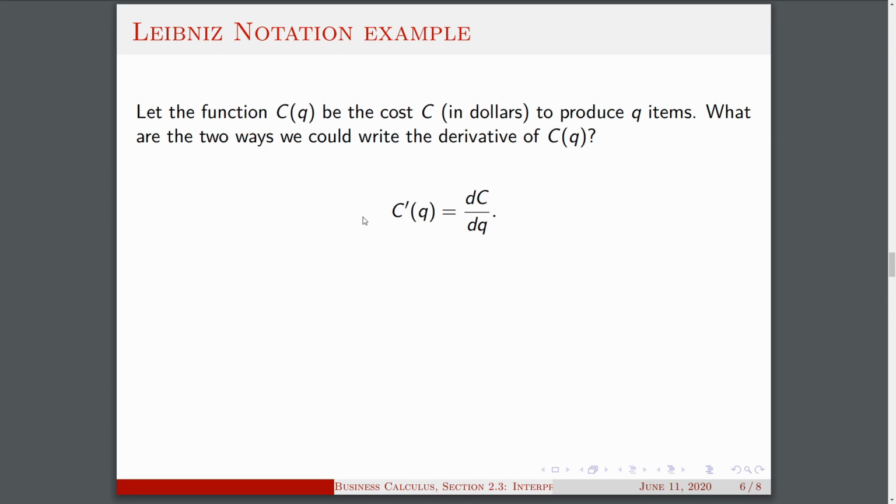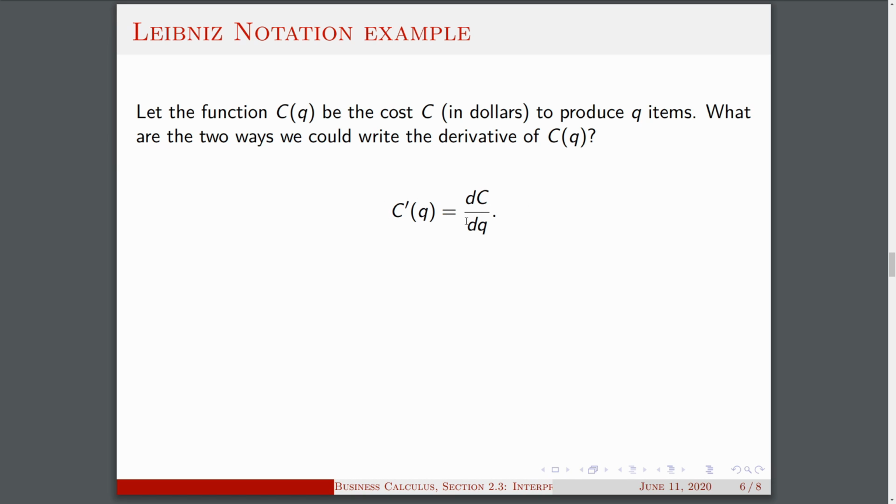to see an example of using Leibniz notation. So typically, we'll talk about things in this class like the cost function, the revenue function, the profit function, that sort of thing. So if we have the cost function, capital C of Q, being the cost to produce Q items, what are two ways we could write the derivative of C of Q? Well, we could put a prime symbol, or we could write dC dQ. We say dC dQ. For some reason, we don't say dC divided by dQ. We just say dC dQ, and it's understood that there's a fraction in between what I'm saying.